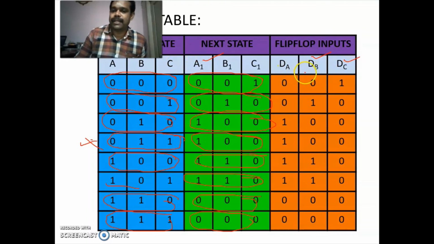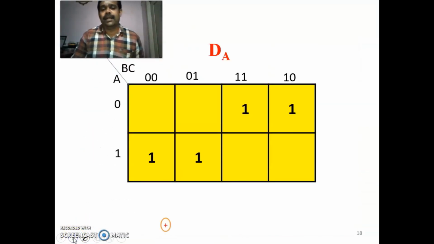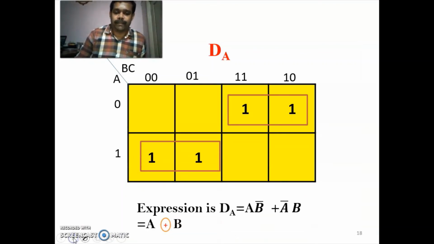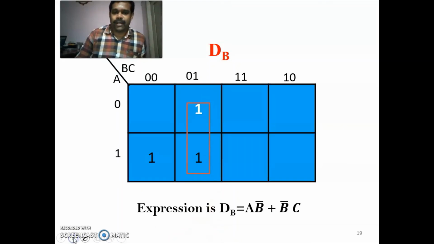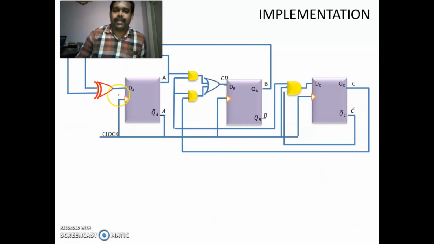Here you have three flip flops, that is DA, DB and DC, with three inputs DA, DB and DC, so you have to draw three K maps, and the number of variables is 3: A, B and C. After that, we check the column of DA, DB and DC, plot the ones, group them, and write the expression. Similarly for DB and for DC. Then we implement it using D flip flops.